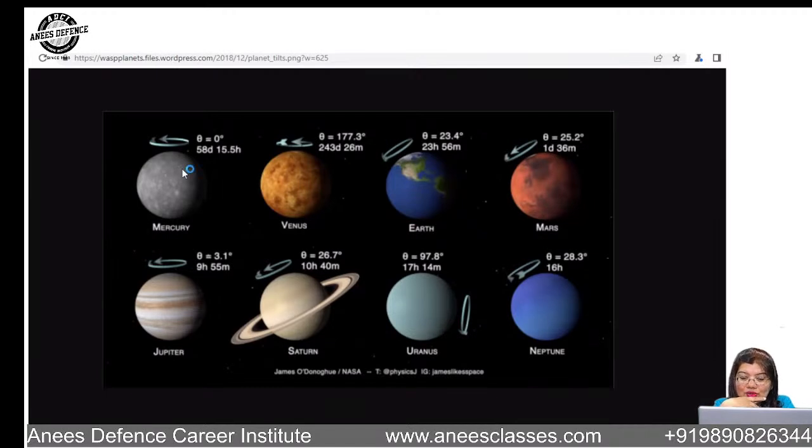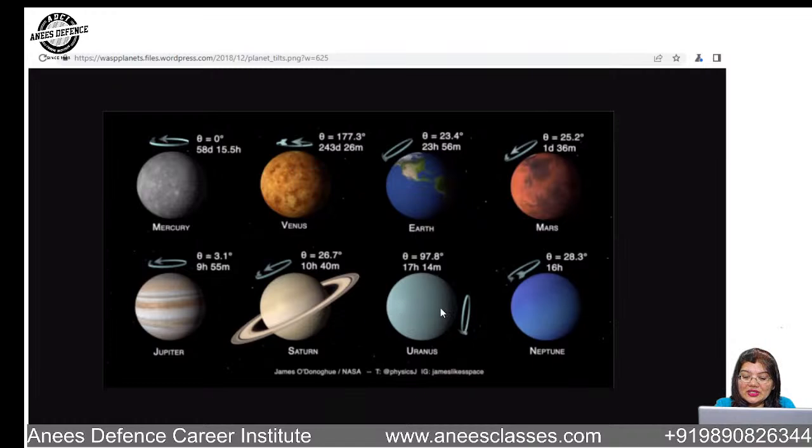Then next you come to Earth. Earth has 23.4 degrees of tilt. So once again, you see there is a good amount of tilt over there. Comparable tilts are those of Neptune, Mars and Saturn. All of these are comparable tilts, around 23, 25, 26, 28 degrees.